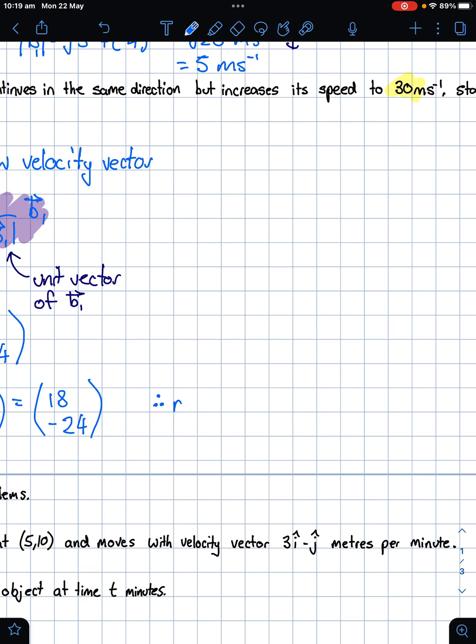Therefore, the new velocity vector is 18 in the x direction, negative 24 in the y direction. And that's it. All right, great work, guys.